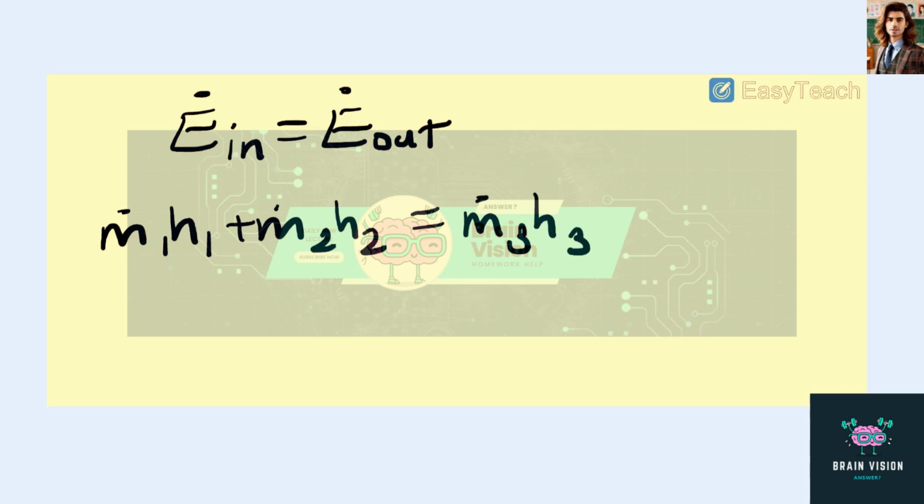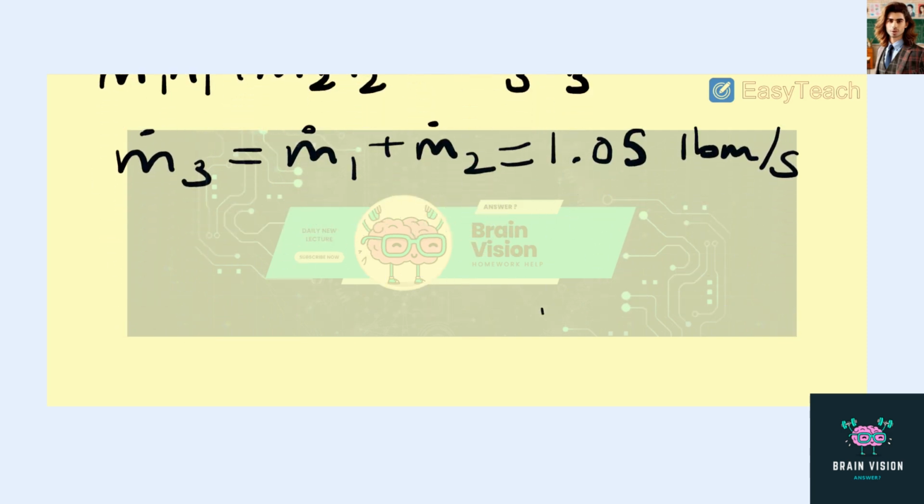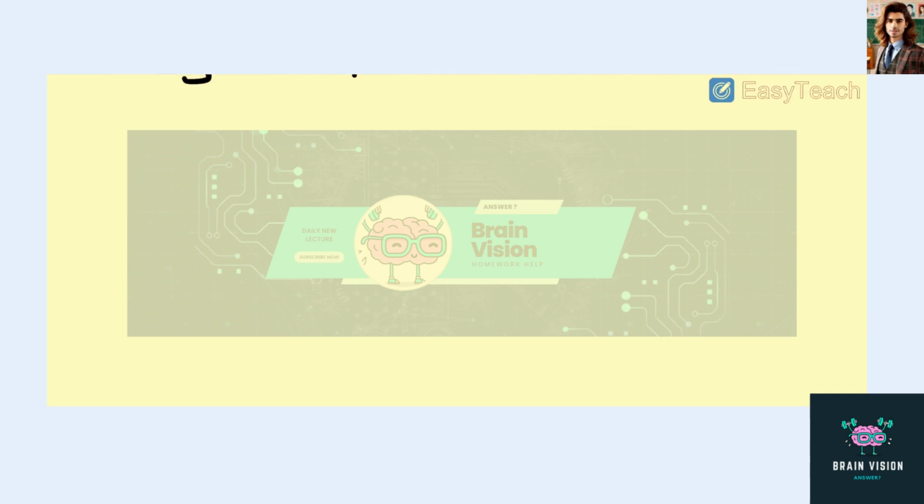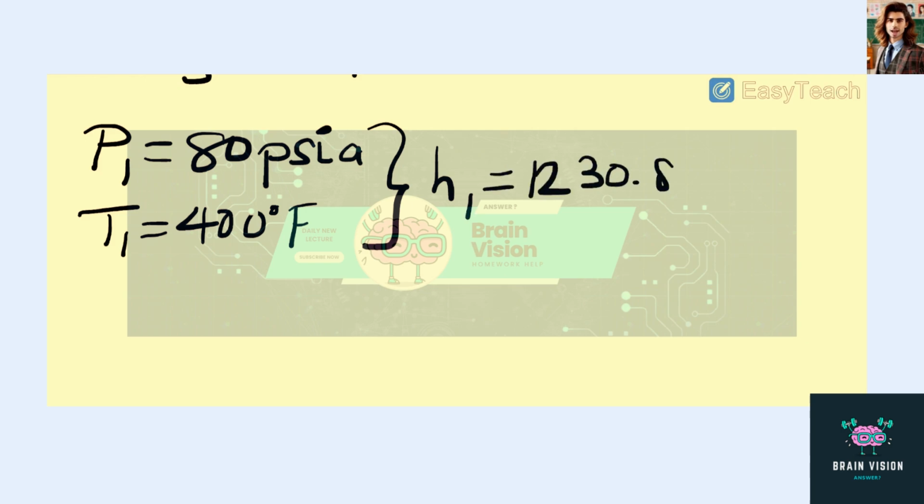Now from just doing a simple mass balance, we'll know that the mass flow rate of the mixture exiting is equal to the mass flow rate of the incoming steam and the incoming water. So that's just going to be equal to 1.05 pound mass per second. Now what we can do is look at our incoming properties and determine what our enthalpies are. So we know the incoming pressure of the steam is 80 psi, and we know that it's at a temperature equal to 400 degrees F. Now this corresponds to an enthalpy that's equal to 1230.8 BTU per pound mass.